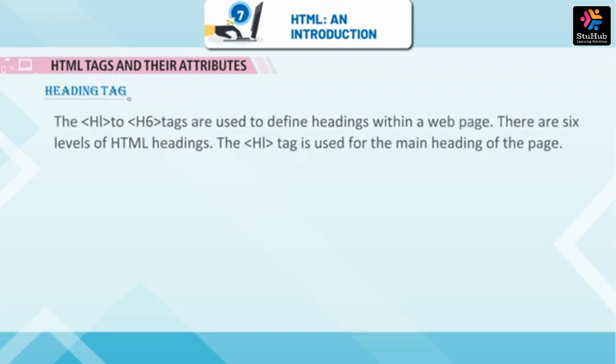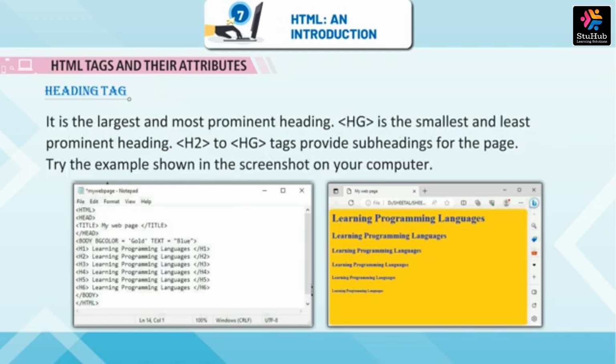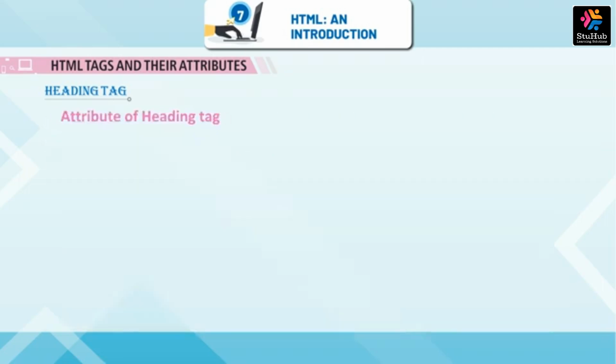Heading tag. The H1 to H6 tags are used to define headings within a web page. There are 6 levels of HTML headings. The H1 tag is used for the main heading of the page. It is the largest and most prominent heading. H6 is the smallest and least prominent heading. H2 to H6 tags provide subheadings for the page. Try the example shown in the screenshot on your computer.